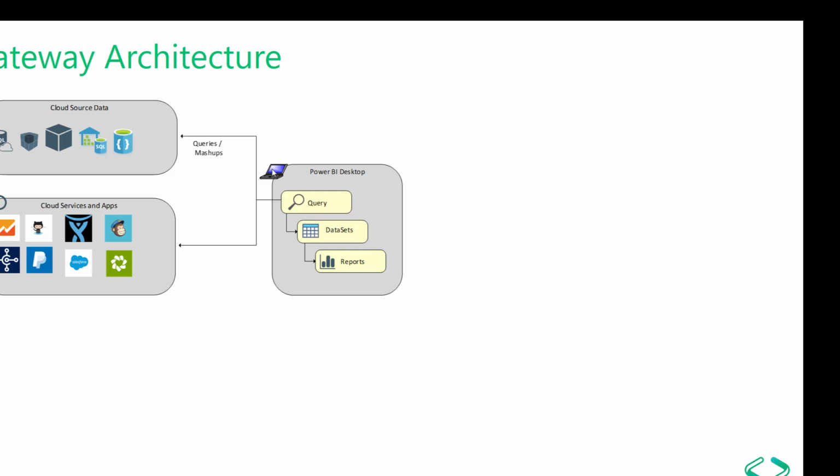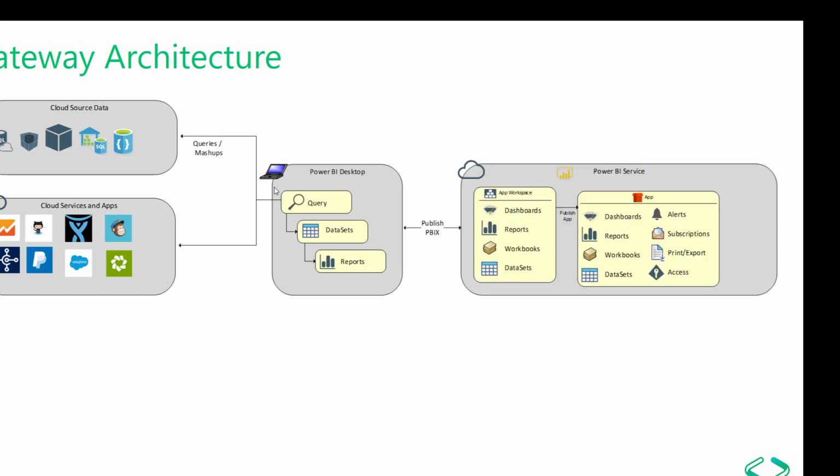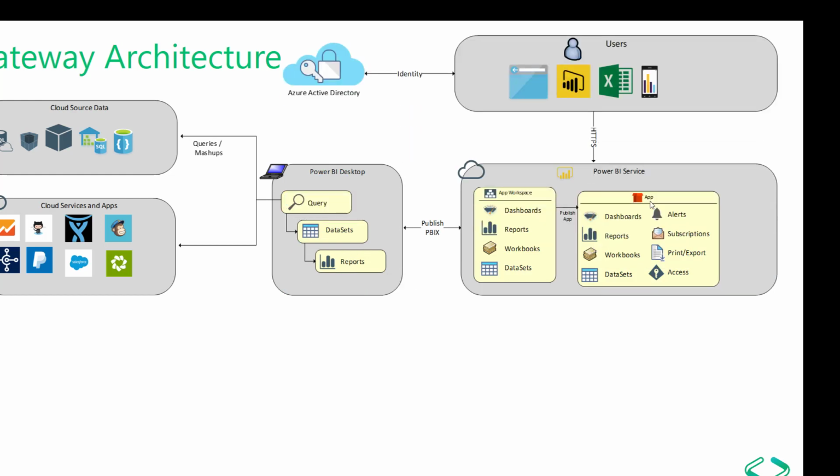Now, this is obviously working at the desktop level, and then when you publish it to the Power BI service, you can either have it in a workspace, which is just for a few people to collaborate, or you can publish it as an application for the whole organization to use. Your users are then going to access it via a browser, via an application, via a mobile device, or there is even a new Excel functionality where you can hook directly into the dataset, and identity is all provided via Azure Active Directory.